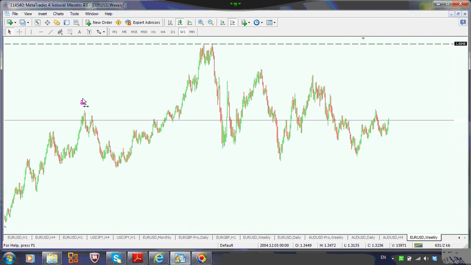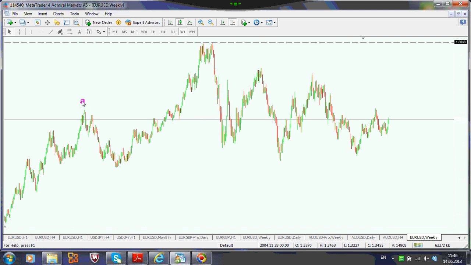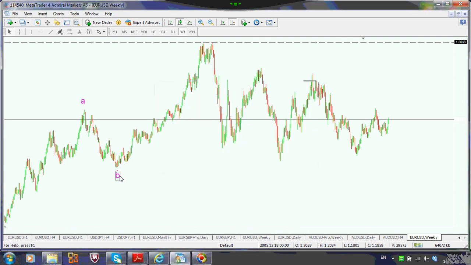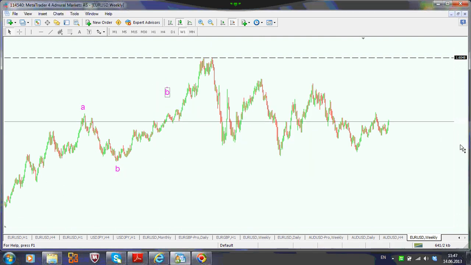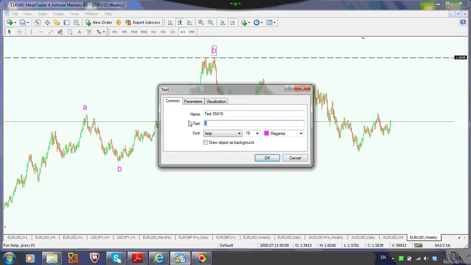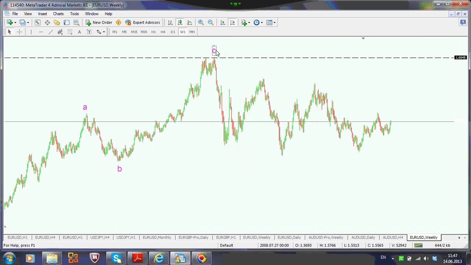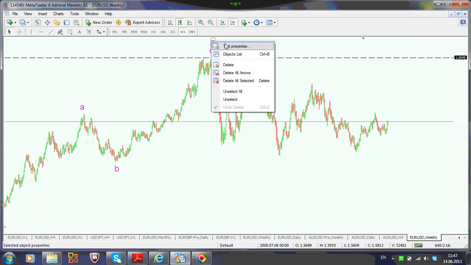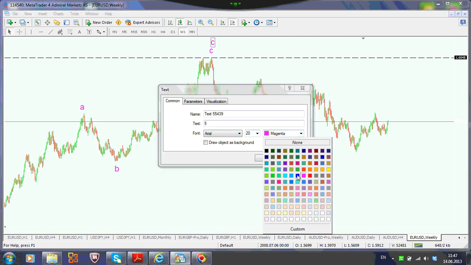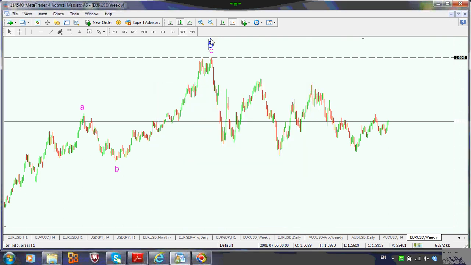So A, and then the B wave here, and then the C wave to the upside. And this C wave to the upside that ends with this double top would be only the end, or would mark the end of a fifth wave of a higher degree. So this fifth wave of a higher degree would be something like, let me change the color for it. So this would be the fifth wave.